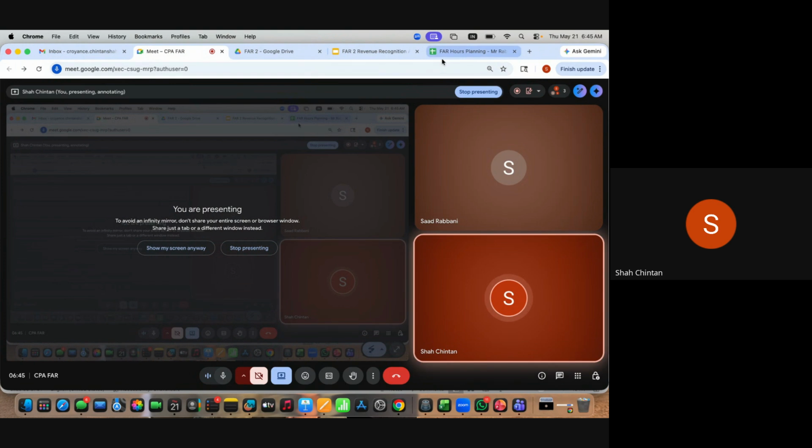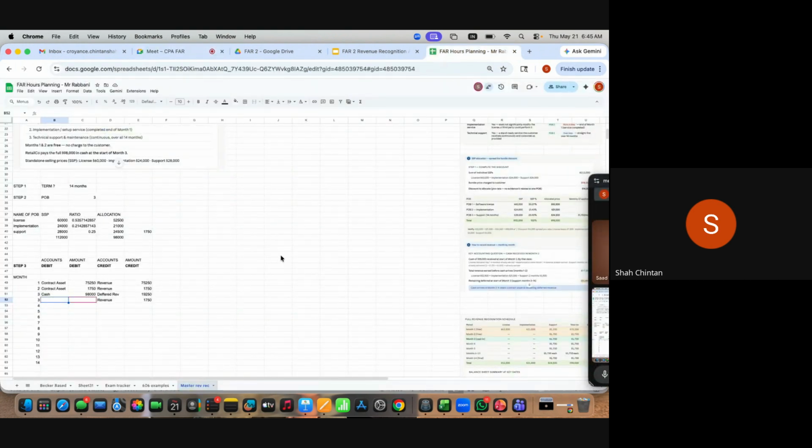What is the entry when you receive cash in advance? How did 19,250 come? Because we still have not earned it. How did the calculation come to 19,250? 98,000 minus 75,000 is 23,250, minus 1,750, minus 1,750.